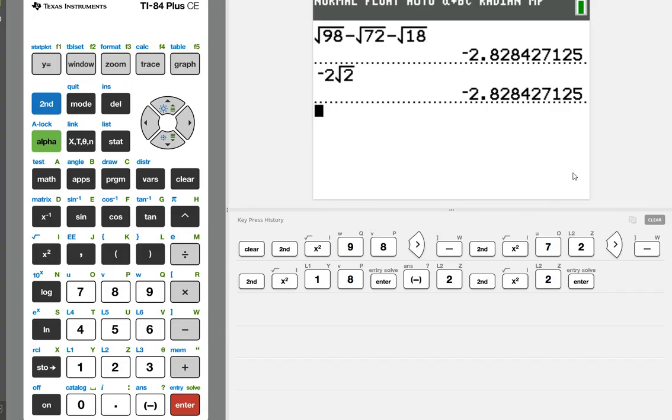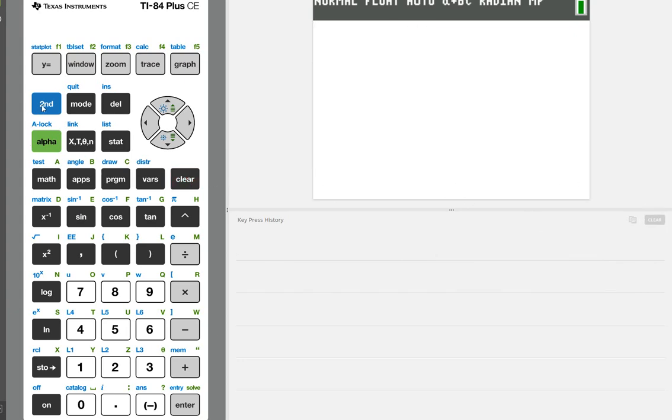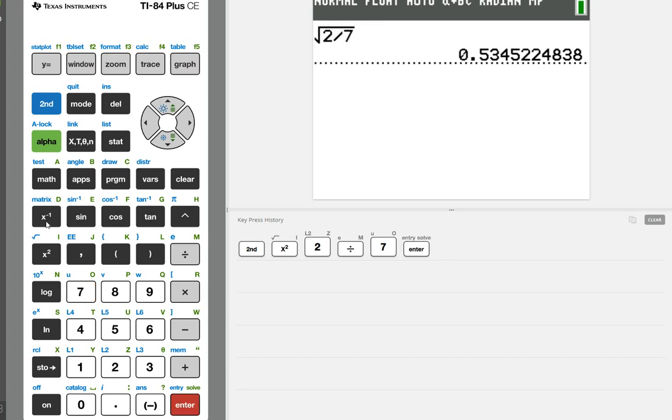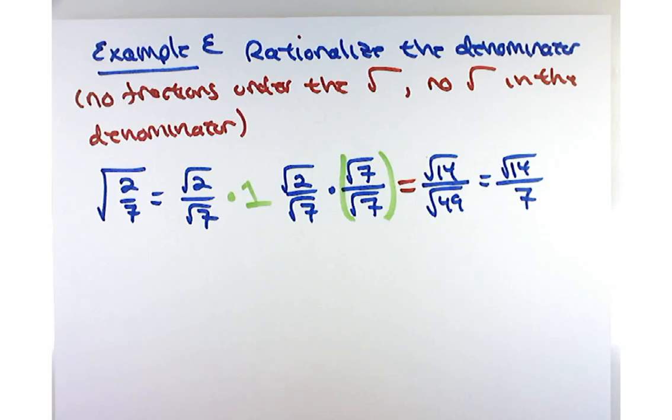Calculator, absolutely. So let's clear this stuff out and check it on both ends. Square root of 2 divided by 7. And then compare that to square root of 14. And here's the part where you gotta be a little bit careful. You gotta hit the right arrow to get out from under the square root and then divide by 7. Looks pretty identical. So you can feel comfortable with your answer in both cases.